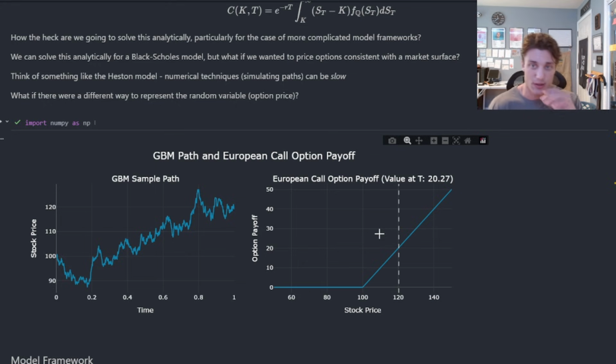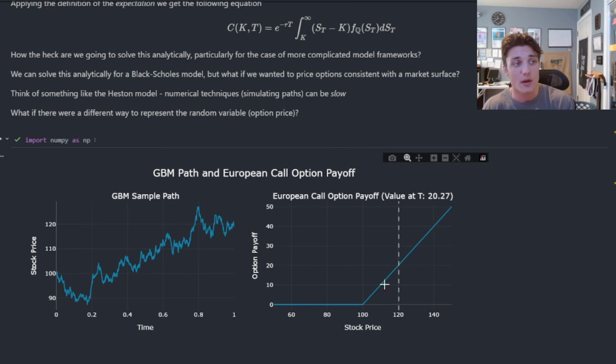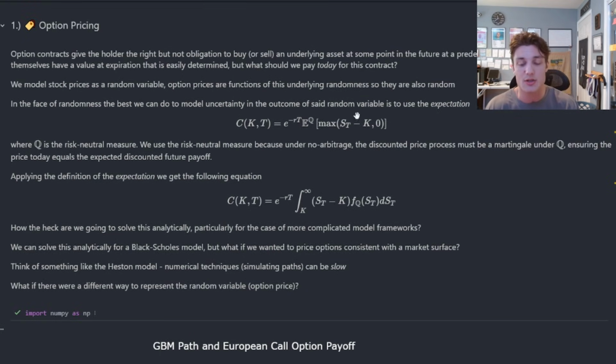So whenever we're trying to figure out how much we should pay for a contract today, we have to use the expectation. We don't know what state of the world we're going to be in. We don't know if the stock price is going to be 120 or if it's going to be 60. We don't know. So the best that we can do is take the expectation. So what you see here is that how much we should pay for this option contract is actually written in terms of an expectation. There are a couple of other moving pieces going on here.